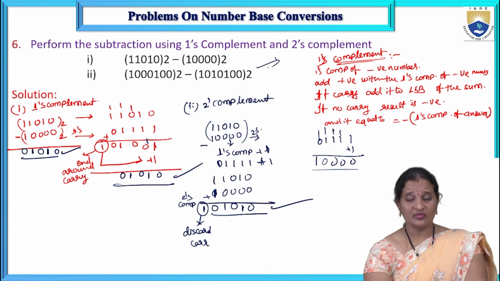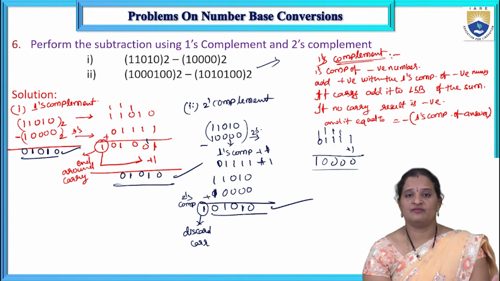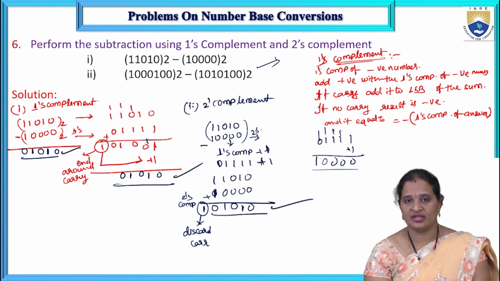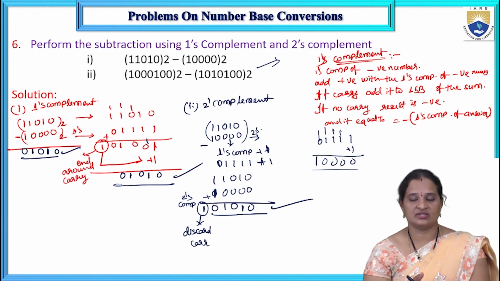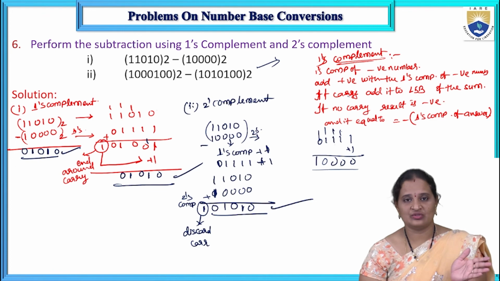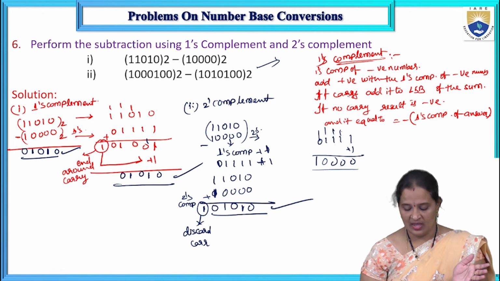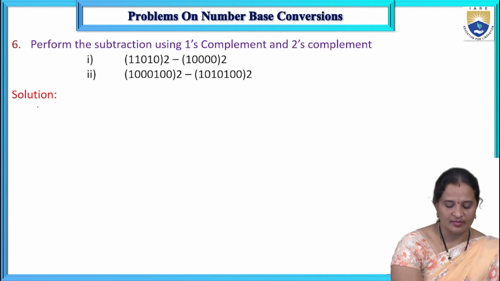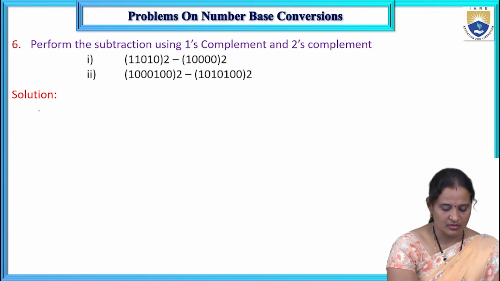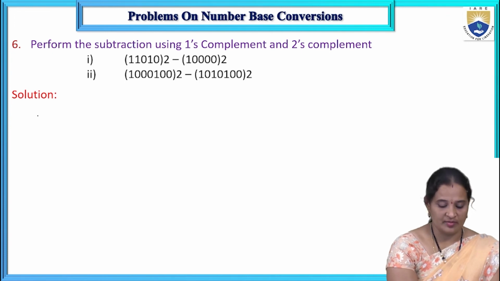So whenever you are doing the problem, first you need to check whether the numbers have an equal number of digits or not. If they do not have an equal number of digits, just add the required number of zeros at the MSB position. So like that you can do this one. I'll be telling you for 2's complement. 1's complement you can do it.